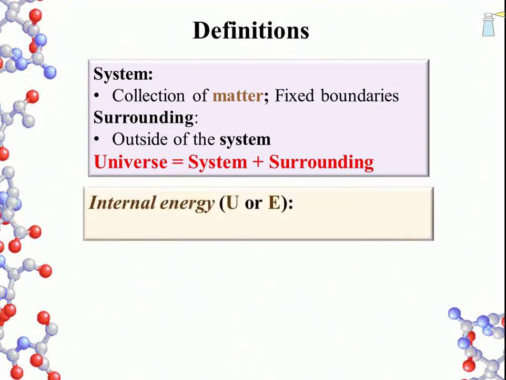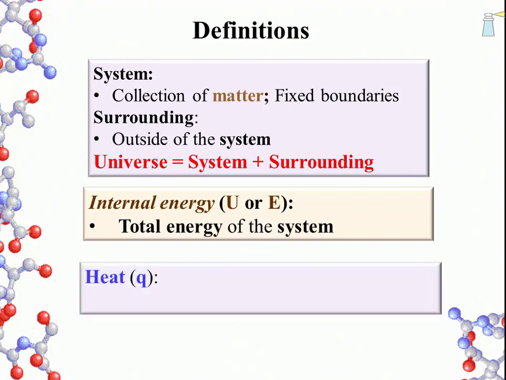The internal energy of a system, given the designation of capital U or capital E, we will use E, is the total energy of the system. There are two parts to this energy. One is a form we've already discussed, heat, designated by the letter Q. It is the amount of thermal energy transferred into or out of the system.